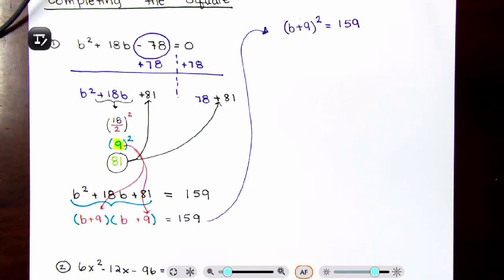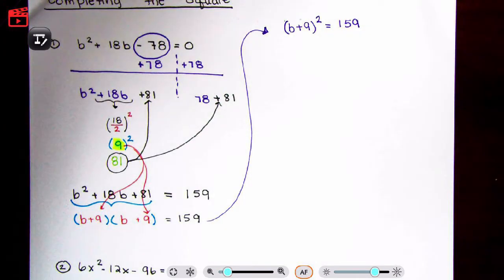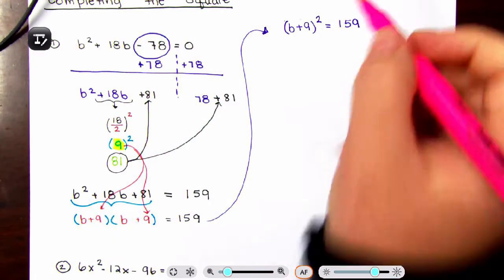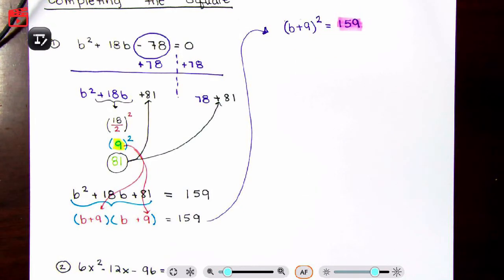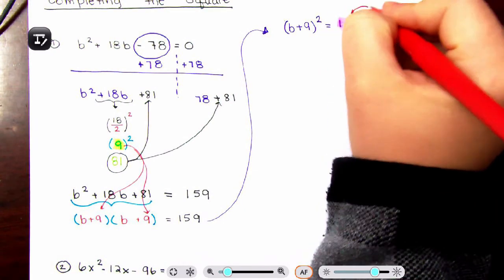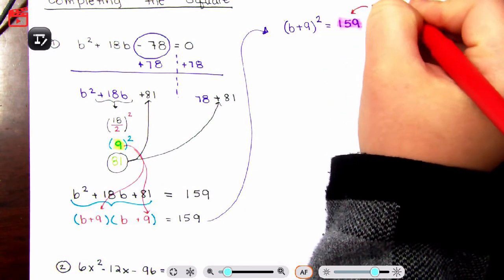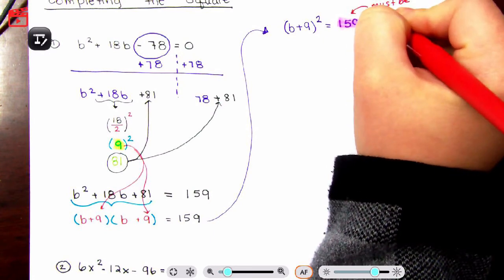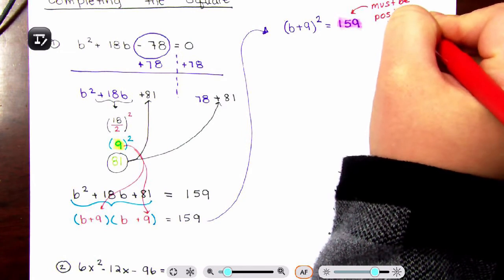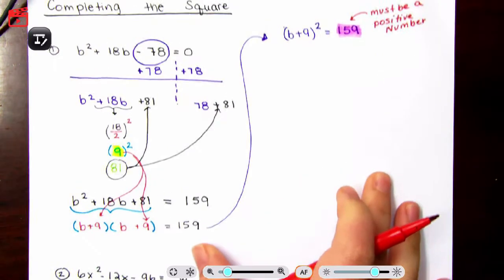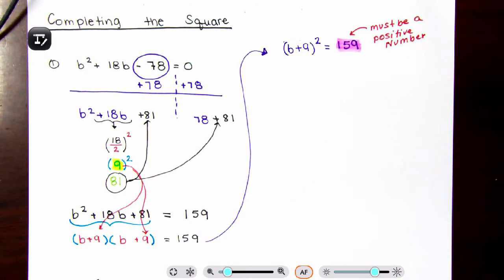Now, remember that check I said? There's a check that you have to do, and this is it. If this number is negative, your answer is no solution. So this number here must be positive. So if you have a negative number in this step here, you have no solution.